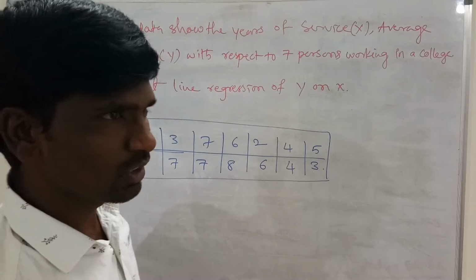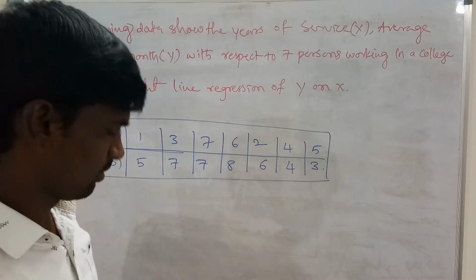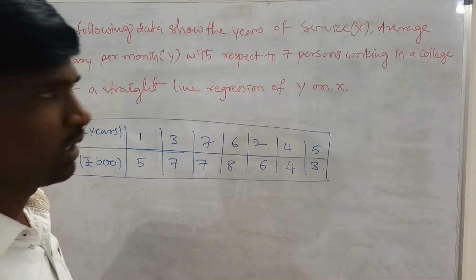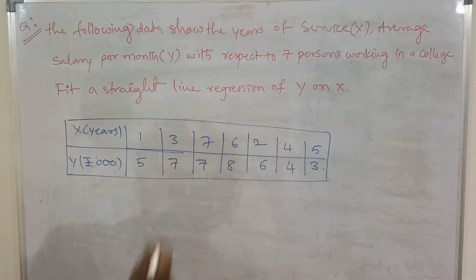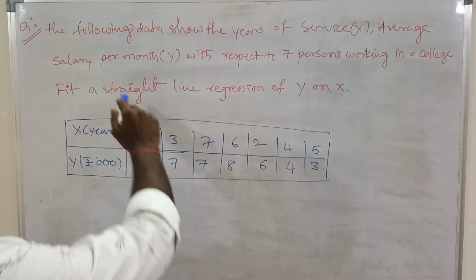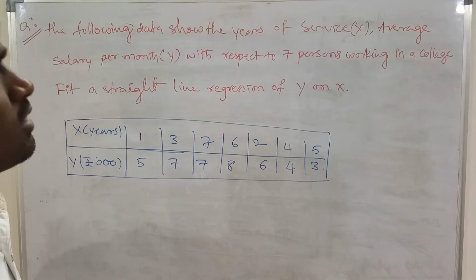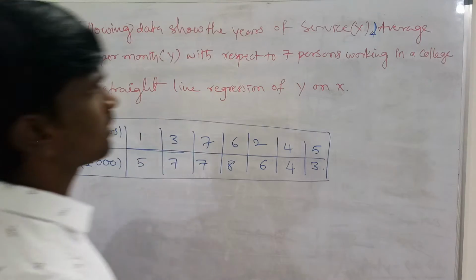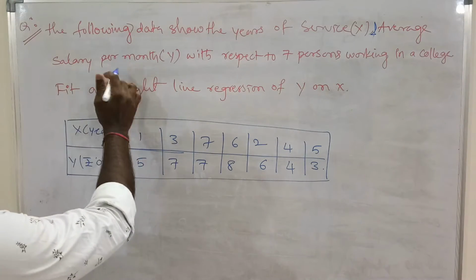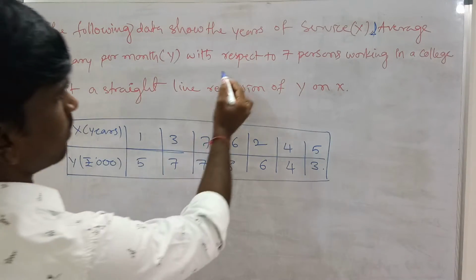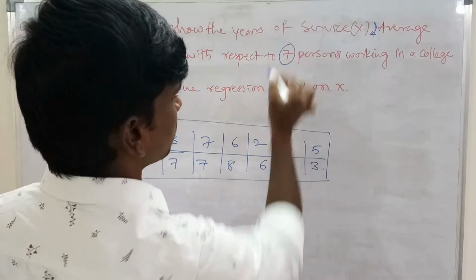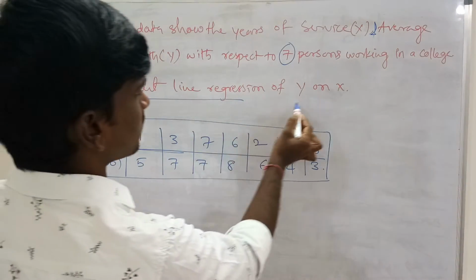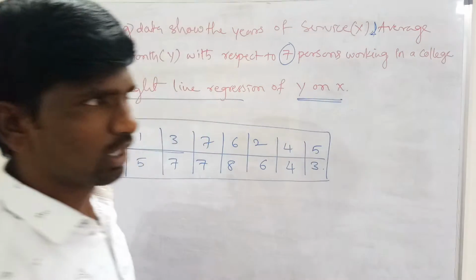Right, today we are going to discuss one of the problems, the regression equations from assumed domain. Here look at the problem. The following data shows years of service and the salary per month with respect to 7 persons working in a college. Fit a straight line regression of x and y.